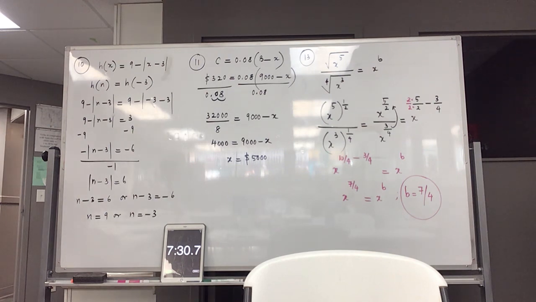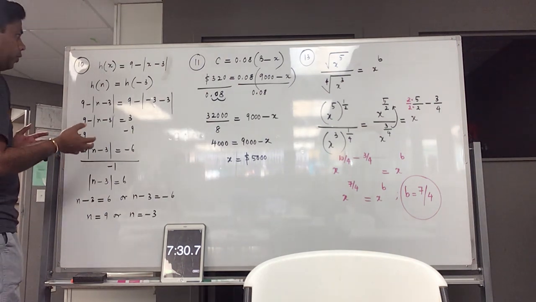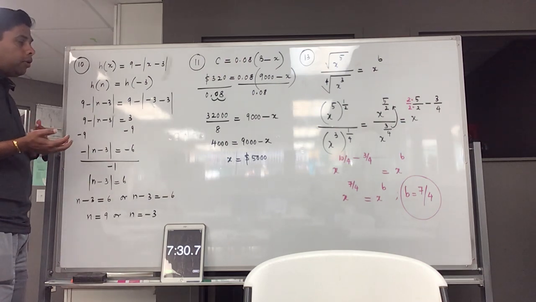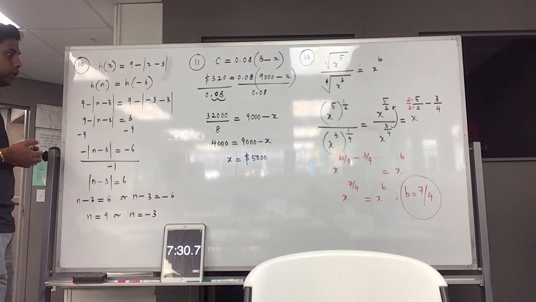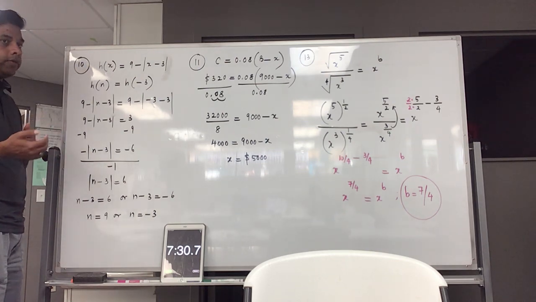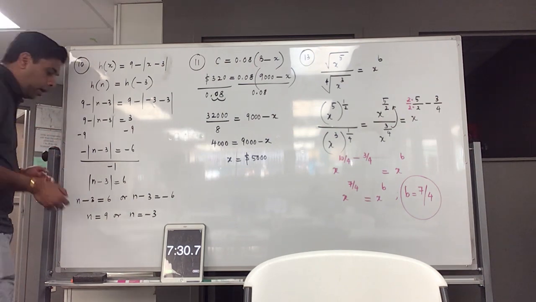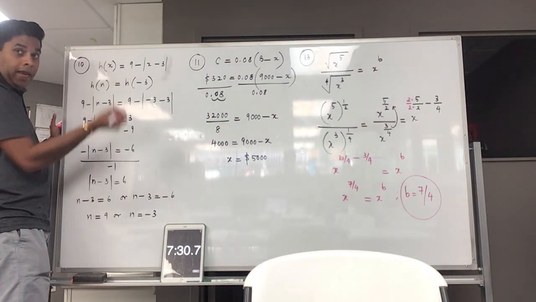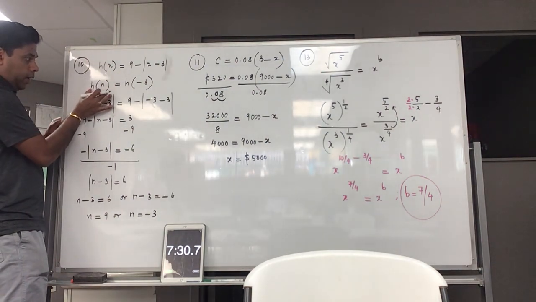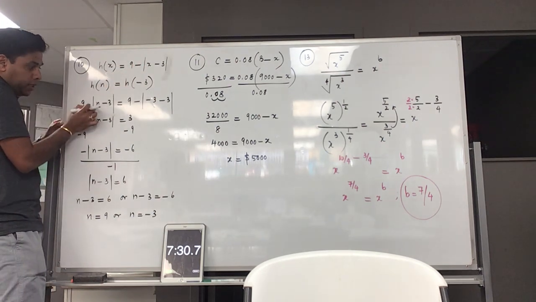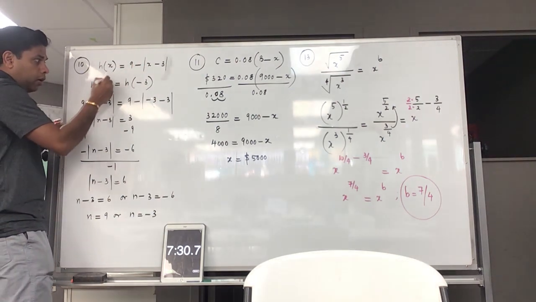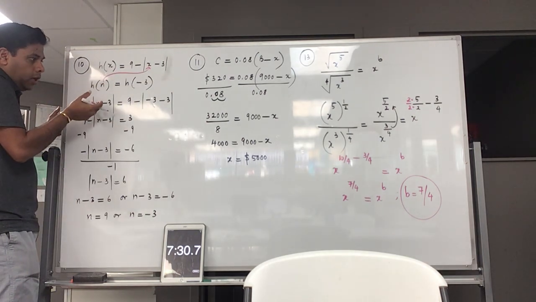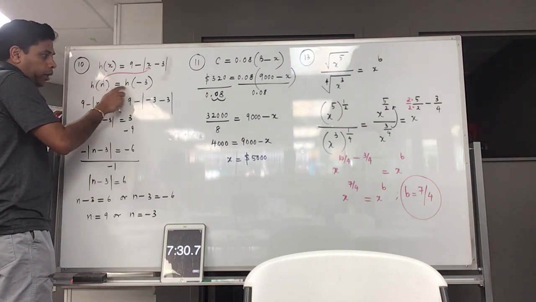All right, ready? In question number 10, they've given a function h of x is equal to 9 minus the absolute value of x minus 3. And they've given a condition: if h of n is equal to h of negative 3, what's the value of n? What you do in this particular problem is, wherever you see x, that's where it becomes n. So you can see 9 minus absolute of n minus 3. You are just replacing x with n. That's all it is. And then the same thing here, which is equal to h of negative 3.